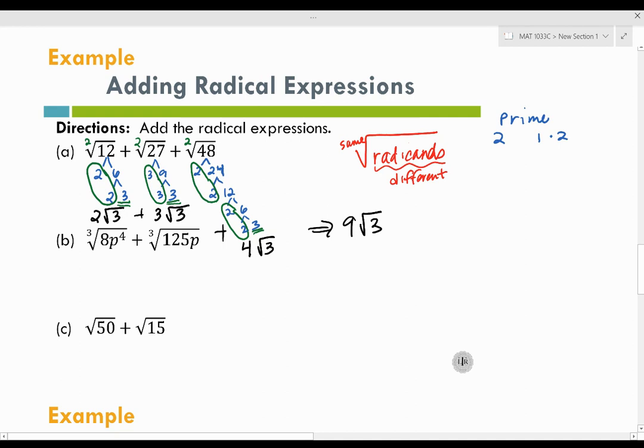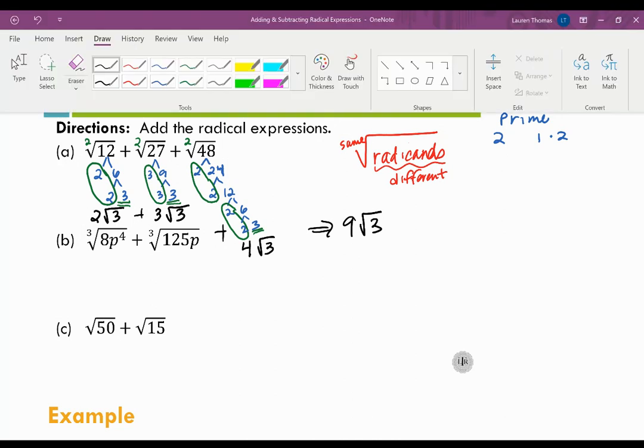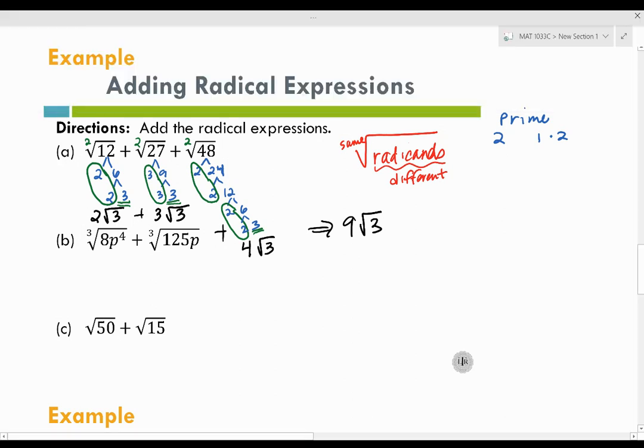Square root of 3. Okay, that's going to be our answer. All right, let's look at the second one. So for the second one, we have the cube root of 8p to the 4th plus the cube root of 125p. Okay, so we're going to break those down just like we did for the problem above.